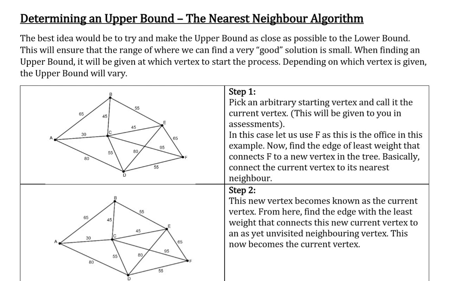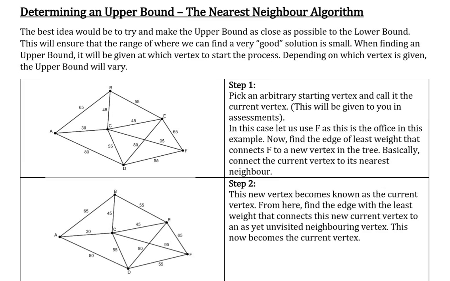So when finding an upper bound, it has to be given which vertex you're going to start the process at, because otherwise I have to mark all different options. Now, again, depending on which vertex you start at, your upper bound is going to vary. So a good idea would be to try and start at all of the vertices and find, in this case, 6 upper bounds, and then the lowest of those upper bounds is the best one to use, because you know that that one's possible, and so it's the lowest solution so far that you know exists.